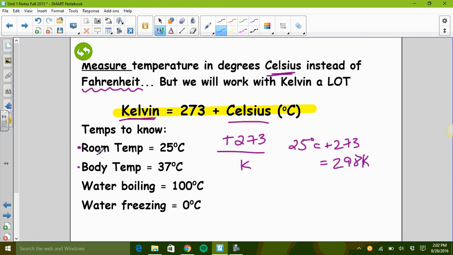Yes, you should know that room temperature is 25 degrees C. That might be a new one for you, but I do think that you should be familiar with water's boiling point being, you're probably thinking 212 Fahrenheit, but that is 100 degrees Celsius. And you're probably familiar with water's freezing point being 32 degrees Fahrenheit, which is 0 degrees Celsius. So be familiar with the new one of room temperature, body temperature. We won't really reference all that often.